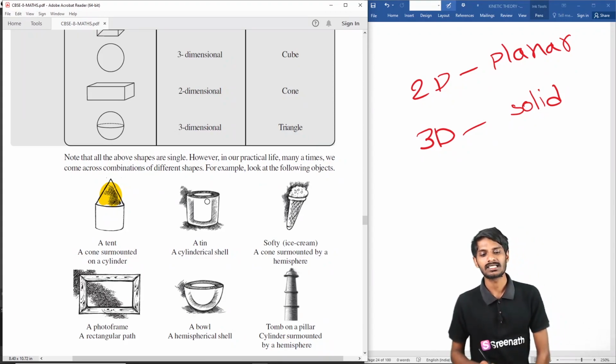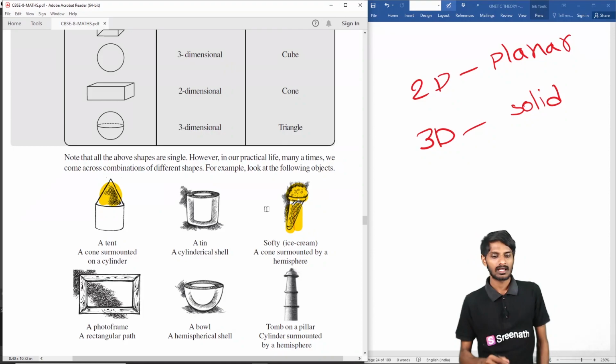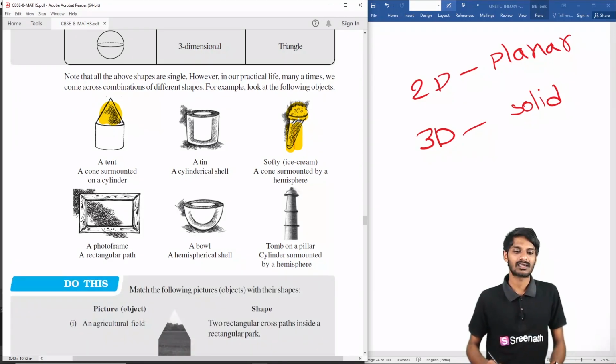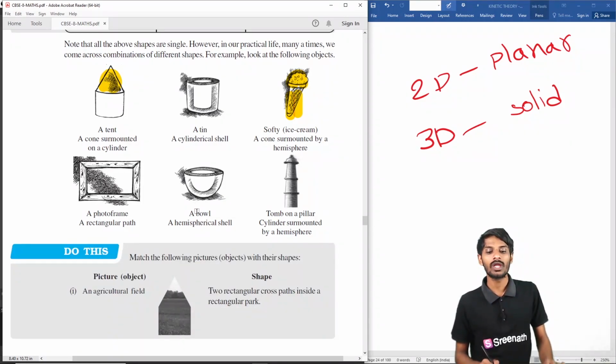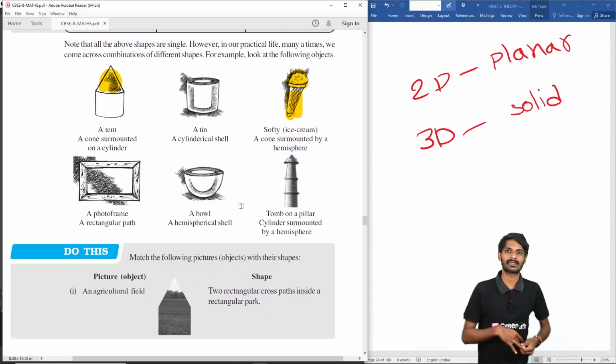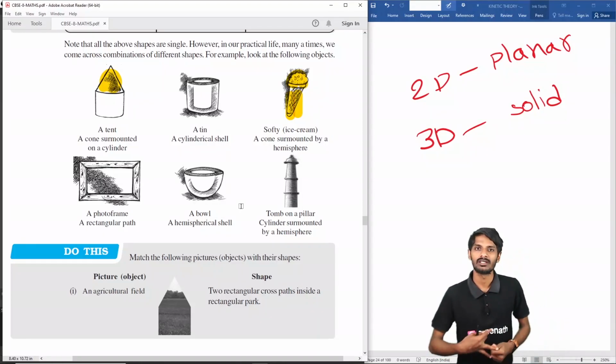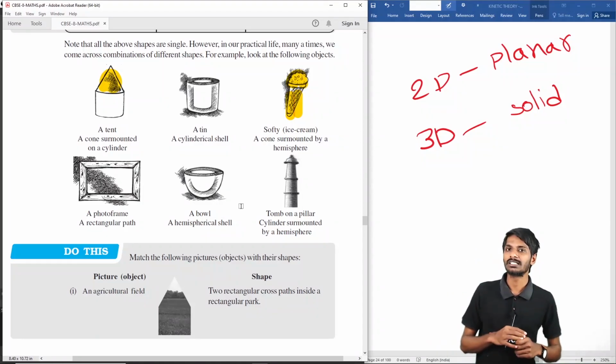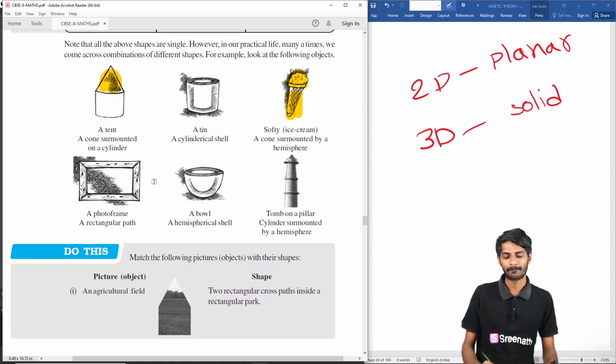If you look at this, it is the mixture of two cylinders. Here it is a cone and a hemisphere, which is half of the sphere. And here two rectangles are there, and here two hemispheres are there, and here there is a hemisphere and a cylinder. So around us there are so many objects which have two or more 3-dimensional shapes, students. That is the case happening.